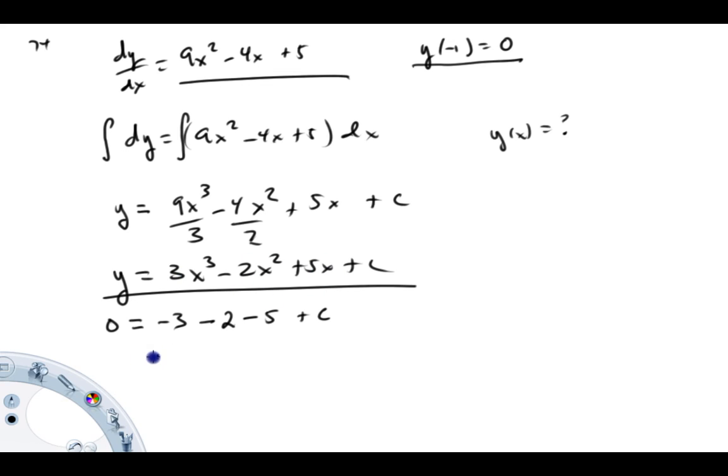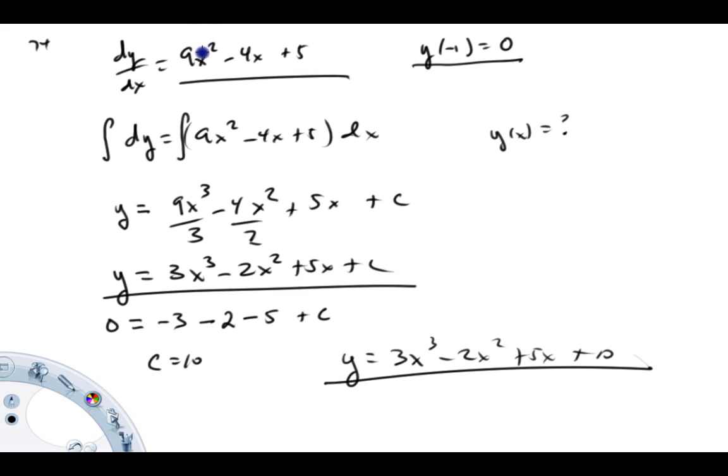Now to solve that for c, all we've got to do is add these terms to the right. So 3, 2, and 5 add to 10. So the specific function we're looking for is 3x to the third minus 2x squared plus 5x plus 10. That equation should satisfy the following conditions. One, when you differentiate it, you should get 9x squared minus 4x plus 5. And if you put in negative 1 for x, you should get 0 out for y.